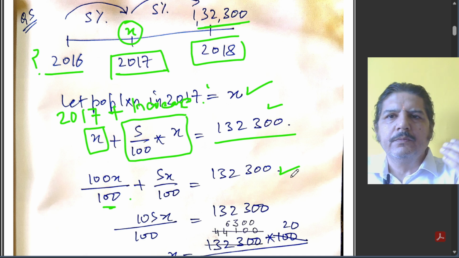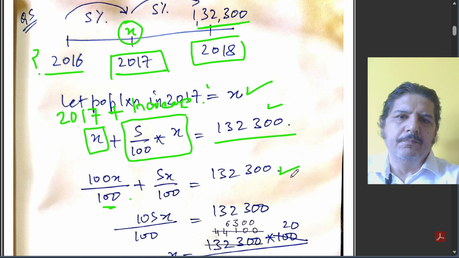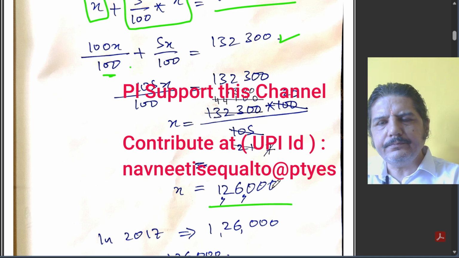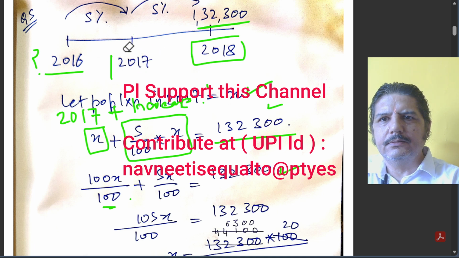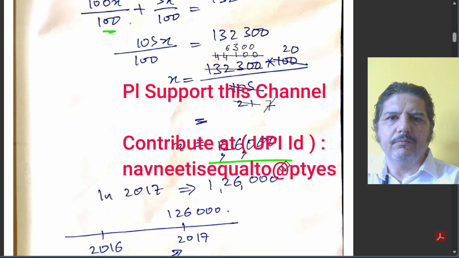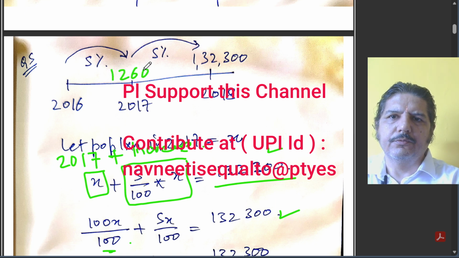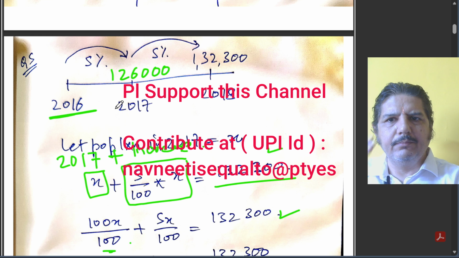Please remember, whenever you are doing word problems, always remember what is x. In this case, your population in 2017 is x. So this will be equal to 1,26,000. Okay. Now once you have found this to be 1,26,000, I'll have to find the population in 2016, and I'll be using the same logic which I have used now.